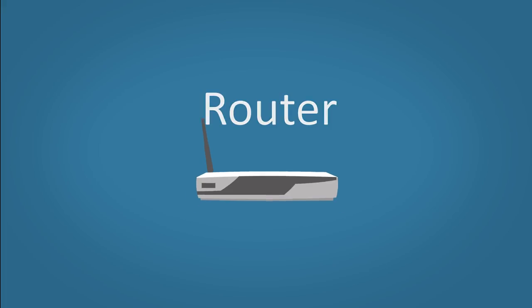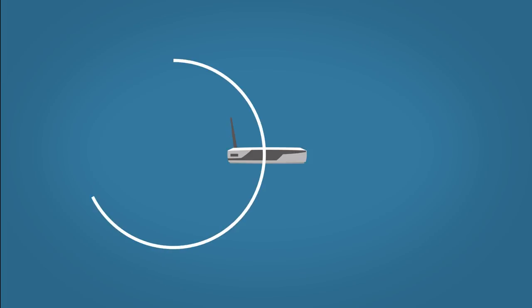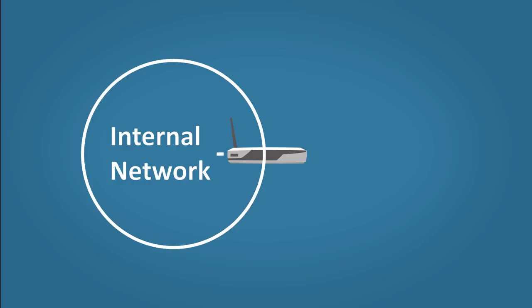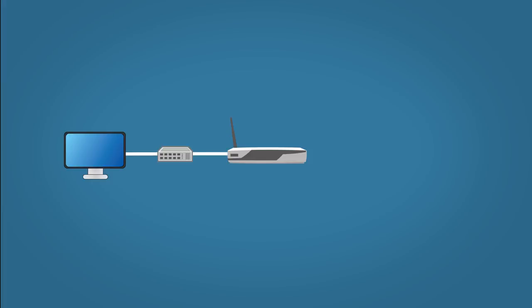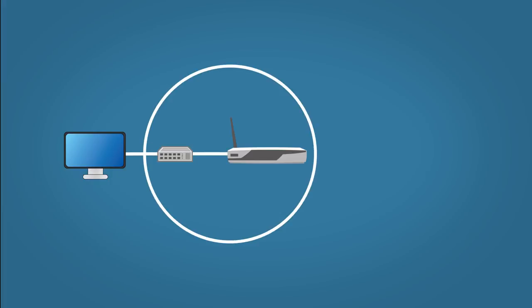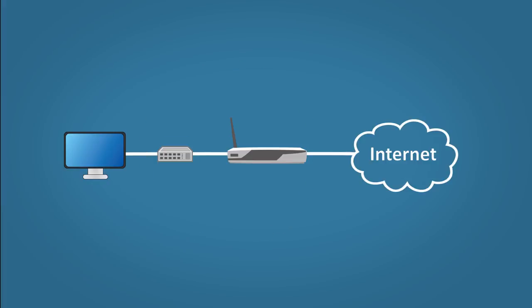Routers. You can think of routers as the doorway out of your internal network and into the outside world. To understand what routers do, let's take a familiar example. Let's say this is your home computer, this is your switch, and this is your router. Now just on a side note, usually a home router has the switch built in, but in an enterprise network, they're separate devices. So on the other side of the router, you have the internet.